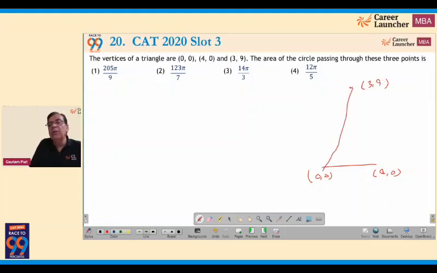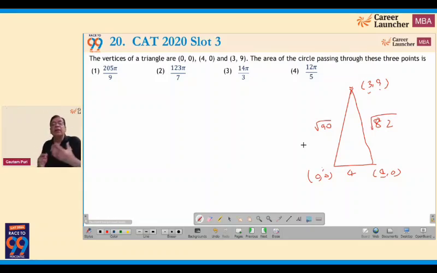Now, which is the longest side of this triangle? What is the length of this side? This is 4. What will be the length of this? 3 minus 0 whole square plus 9 minus 0 whole square. 3 minus 0 whole square is 9. 9 minus 0 square is 81, so under root 90. And what is this side? 4 minus 3, 1 square plus 9 square, 81. So this is under root 82. This is the biggest side.